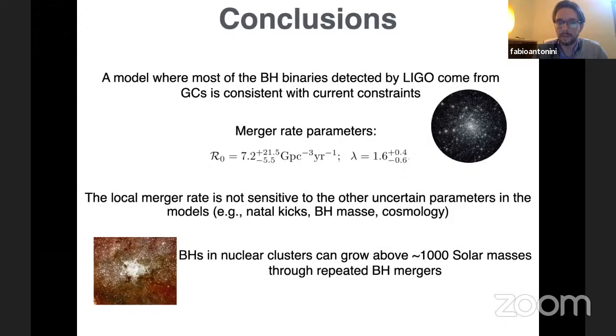We also derived a posterior distribution for the local merger rate and the parameter lambda that determines its evolution with redshift. And we have found, in agreement with previous studies, that the local merger rate is actually not sensitive to the other uncertain parameters in the models, which instead affect other formation channels, like formation in binaries or in triples. And I concluded by discussing the possibility that hierarchical mergers in nuclear clusters lead to the formation of black hole seeds with masses up to a few thousand solar masses. Thank you.